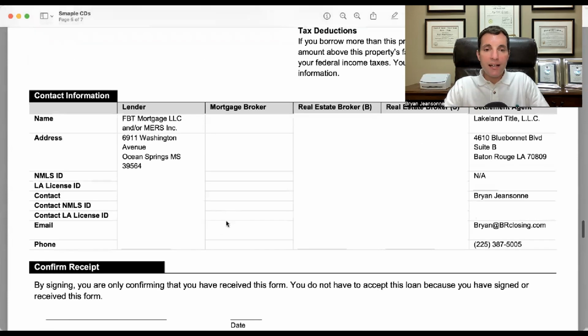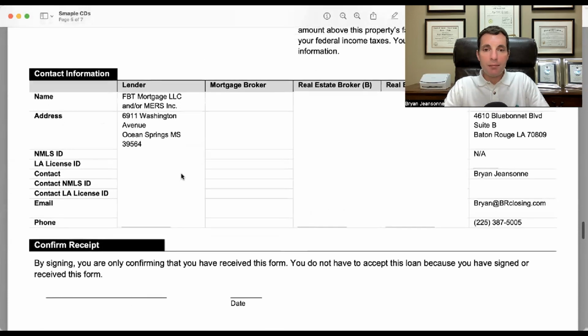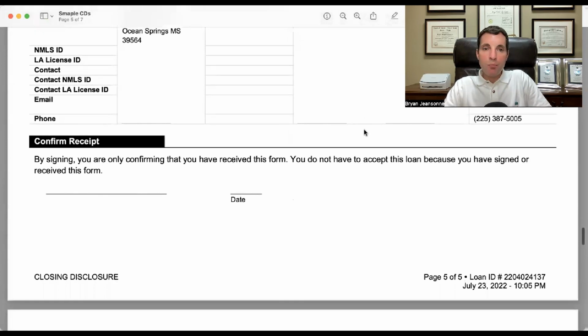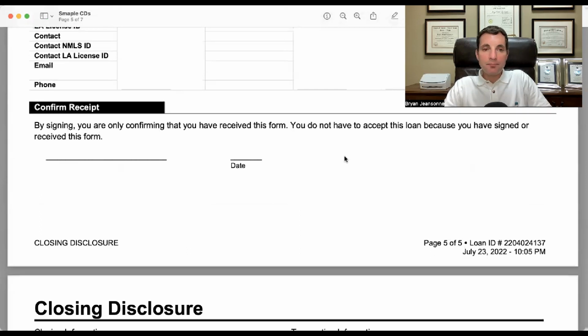And then you'll have everyone's contact information down here at the bottom on the last page. So it's going to have your lender's contact information. If you had a mortgage broker, the real estate agents will be here for the buyer and the seller, and then the settlement agent, so the title company, all their information, everybody's contact information will be right down here. So if you ever need to get in touch with anybody, that's where you can find how to get in touch with everybody, all their emails and phone numbers, license numbers, all that kind of stuff is going to be right there. And then you'll sign it, and that's it.